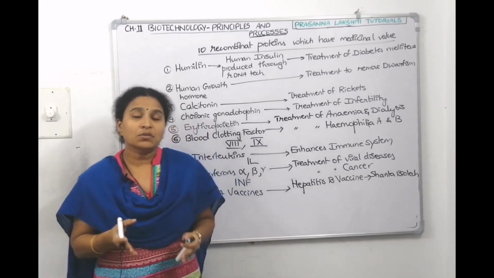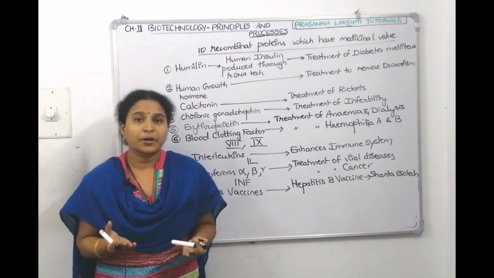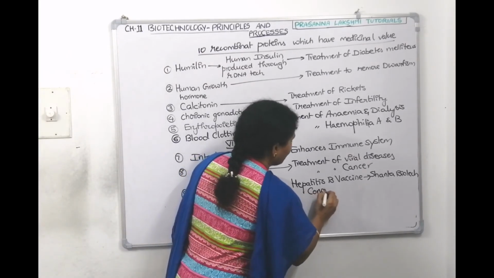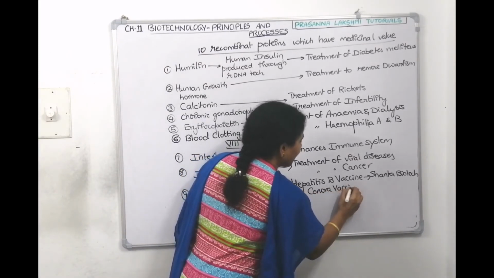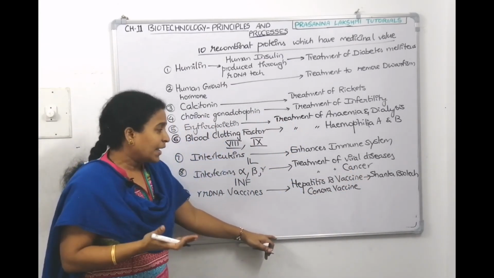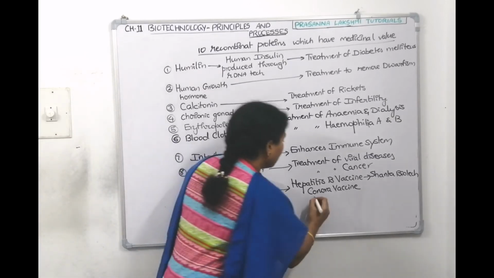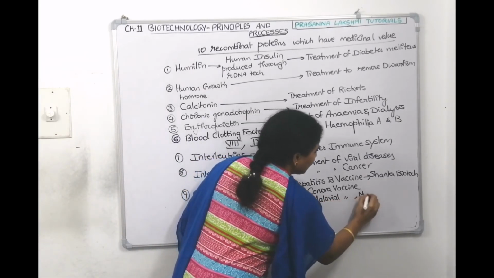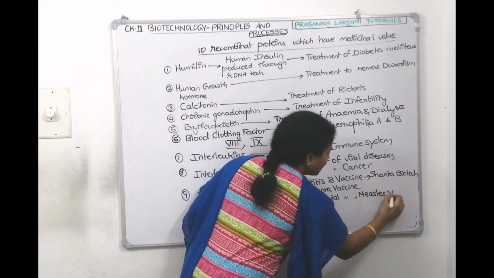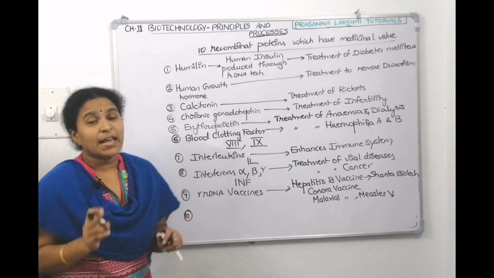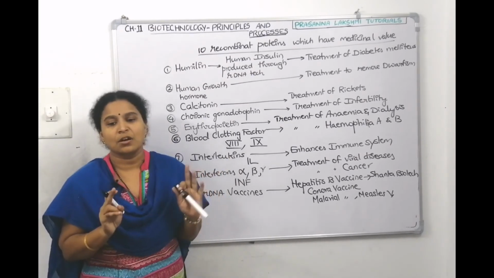Now, the corona vaccine we are using is also a product of rDNA technology, a third generation vaccine. That also we can tell, right? And again, we can tell malarial vaccine is also there. Measles vaccine is there. All these are vaccines produced by biotechnology, which are safer than the earlier traditional vaccines.